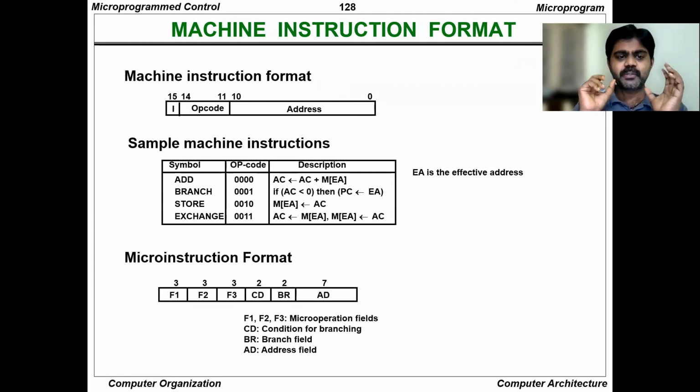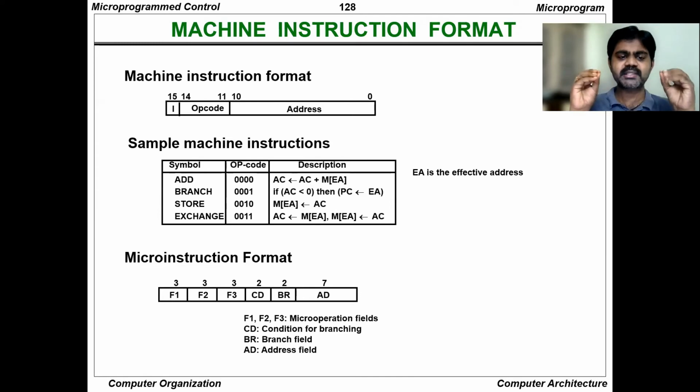Coming to branch, what is branch here? Branch means going to one place, that is jumping. If AC is less than 0, if your accumulator value is less than 0, then the effective address is sent to the program counter. So EA goes to PC. Now we are storing. The value present in the accumulator will be stored in the memory address of the effective address. So AC goes to M of EA. And finally exchange: AC to M of EA and M of EA to AC, vice versa. This is called exchange. So these are all sample machine instructions. The first one is add, the second is branch, the third is store, and the fourth is exchange.